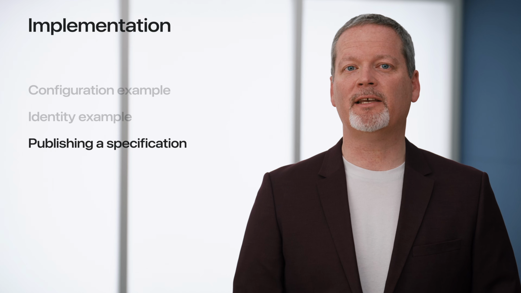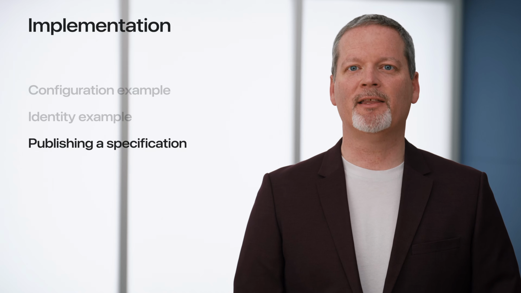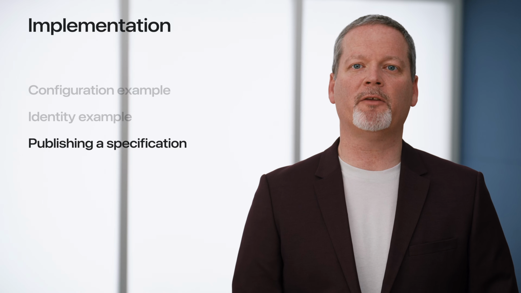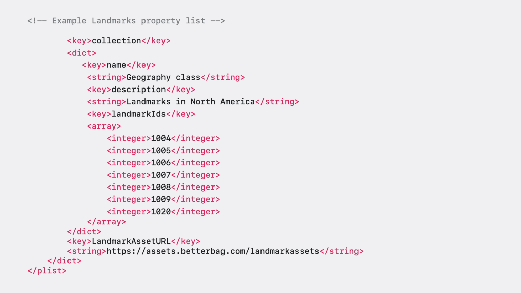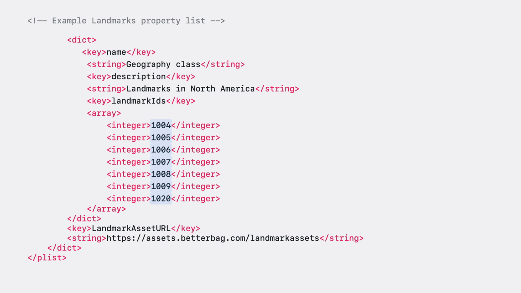Our final task is to publish a specification that explains how an administrator can configure the Landmarks app. We document the format of the configuration. A simple way to do this is to provide an example. Here is an example of the encoded format for the configuration. The over-the-wire format for configurations is a property list. The specification needs to document the details, such as the list of valid values for landmark IDs.